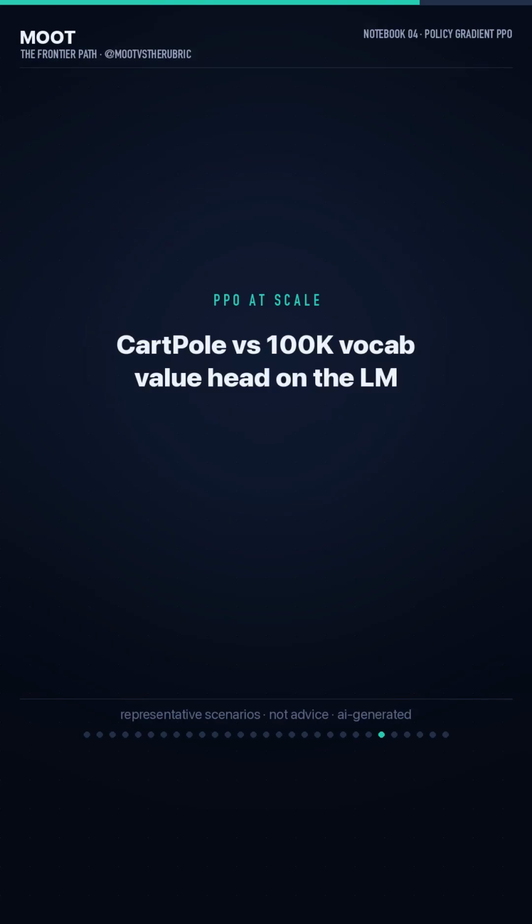Here the environment is CartPole, 4 numbers and 2 actions. There it is language generation, a vocabulary in the tens of thousands at every step in episodes that run hundreds of tokens. The value function is no longer a separate toy network. It is an extra head bolted onto the language model's shared backbone. And you run fewer epochs per batch, just 1 to 4, because too many overfit the small batch of generations. Same algorithm, wildly different beast.